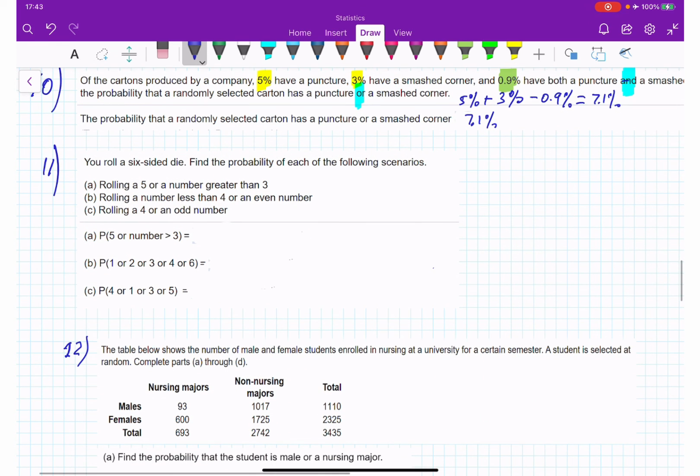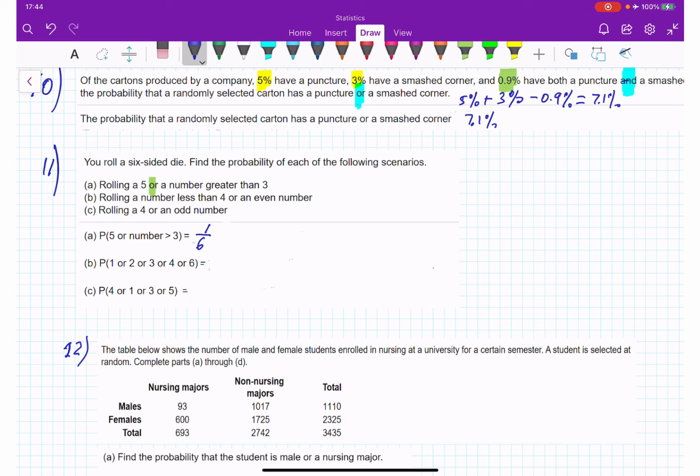Question number 11. You roll a 6-sided die. Find the probability of each of the following scenarios. Roll a 5 or a number greater than 3. See, here we have "or", which means we are going to add. So what's the probability of 5? When we're dealing with probability, it doesn't matter whether it's 5, 4, or 3. What matters is how many. So we have 5, which is 1. Probability is going to be 1 over 6, right? Because in total we have 6.